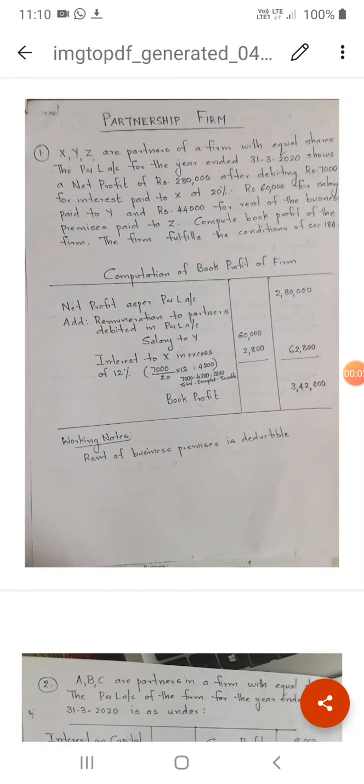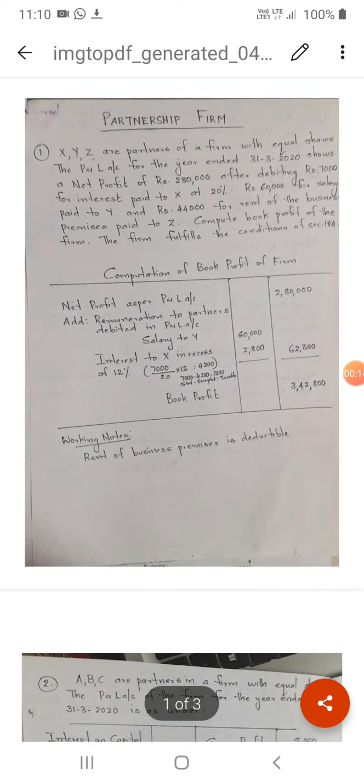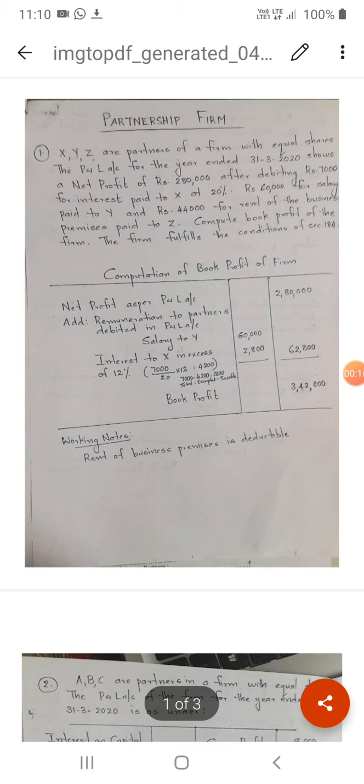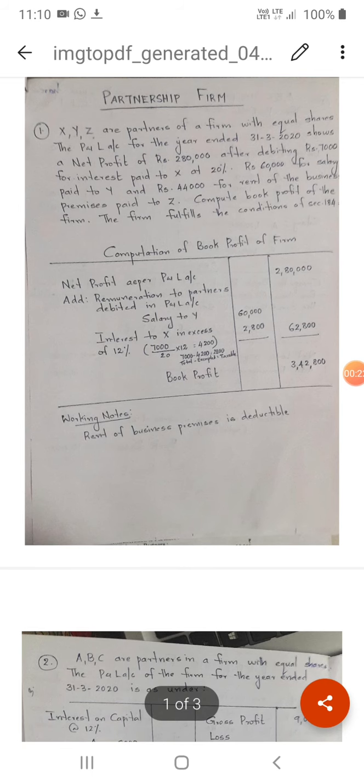So we are discussing partnership firm and the computation of book profit and total income of a partnership firm. Here in the question, X, Y, Z are partners of a firm with equal shares. So who are the partners? X, Y, Z. Three partners and they are sharing equally. The profit and loss account for the year ended 31st March shows a net profit of 2,80,000. So what is the net profit as per profit and loss account?